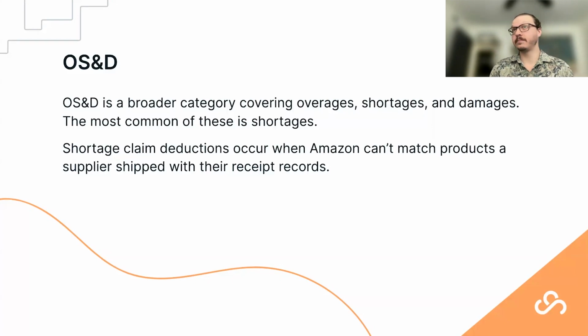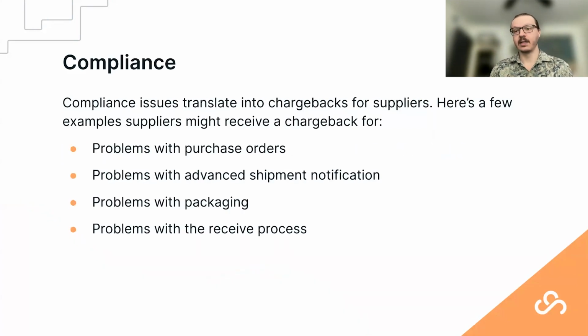So moving on, and last but certainly not least is going to be compliance. Compliance is an overarching or broader bucket of terms, but the way that Amazon calls compliance is essentially chargebacks. So again, compliance issues translate into chargebacks for suppliers.